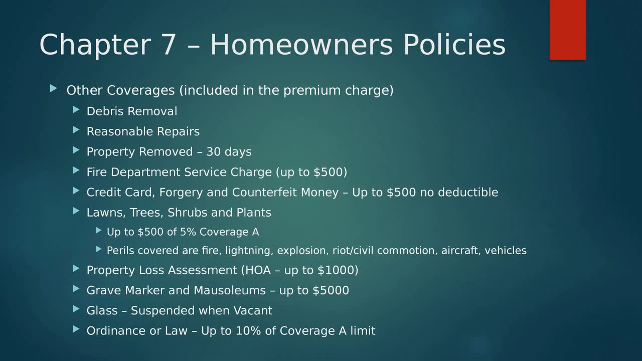One thing that is new on homeowners policies is you do get credit card forgery and counterfeit money coverage up to $500 with no deductible. Understand that this is on a worldwide basis, and you can get this to cover your costs for these losses, but it can't be if it's covered already by the credit card itself. Lawns, trees, shrubs, plants coverage under a homeowners is going to be the exact same as what we talked about under the dwelling, up to $500 or 5% of the coverage A limit, and it's a limited perils coverage of fire, lightning, explosion, riot or civil commotion, aircraft, or vehicles.